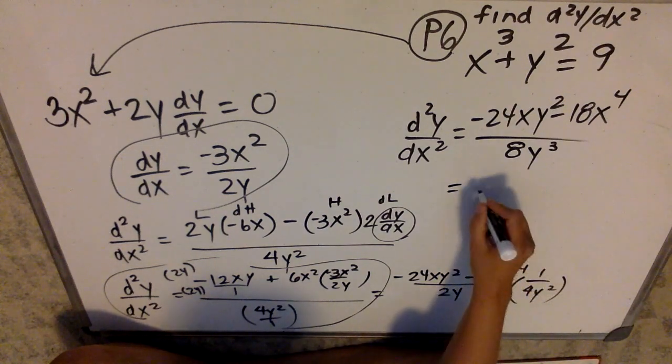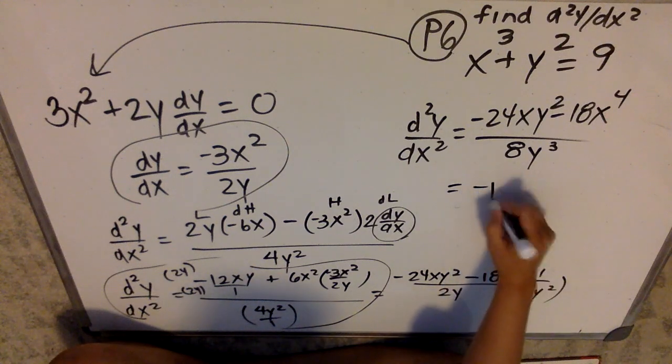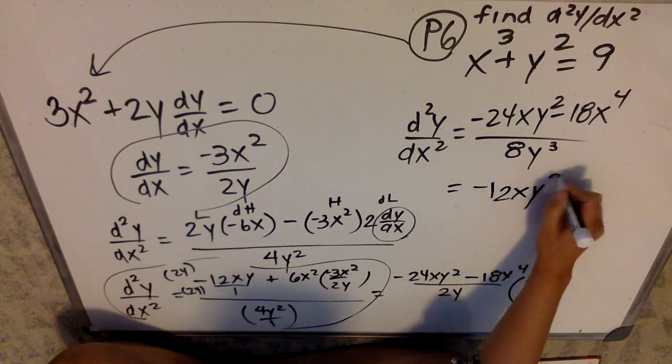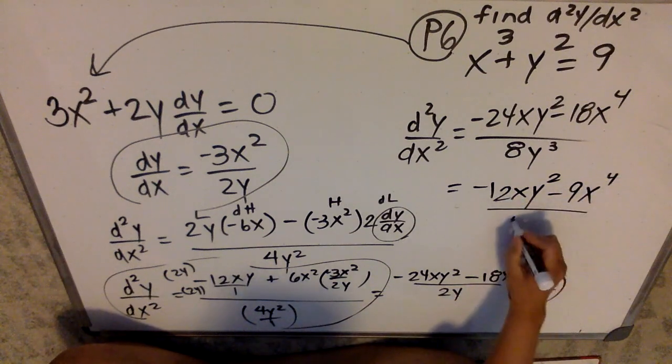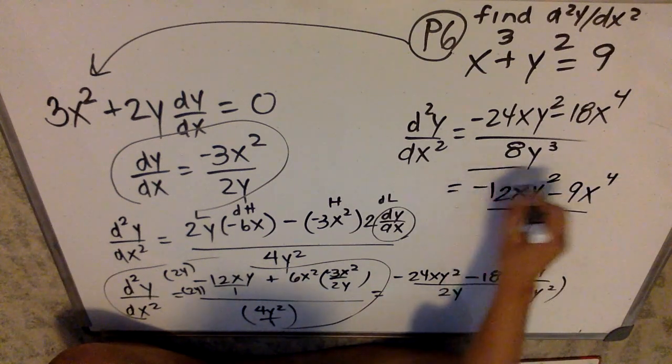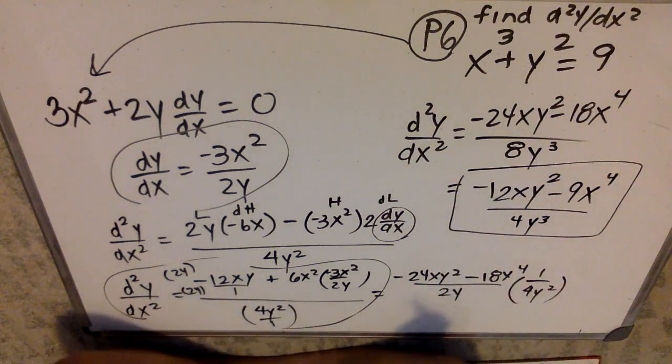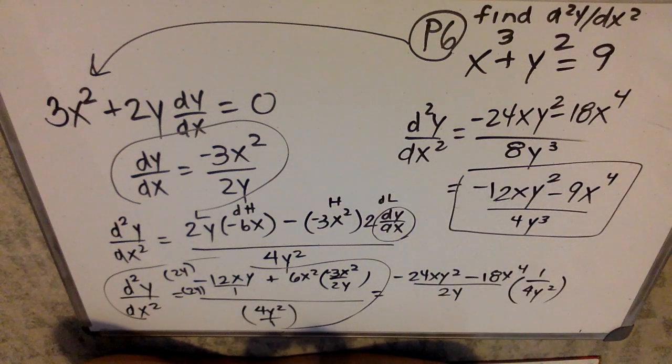If you canceled a 2 out of this, you'd get negative 12xy squared minus 9x to the fourth over a 4y cubed. And I think that's as nice as it gets. Unlike the last one that we saw, there's no trick to this where you can magically replace the x cubed plus y squared somewhere. There isn't one. I didn't give you that option. So anyway, that's sort of the gist, and that's how you would differentiate a second time.